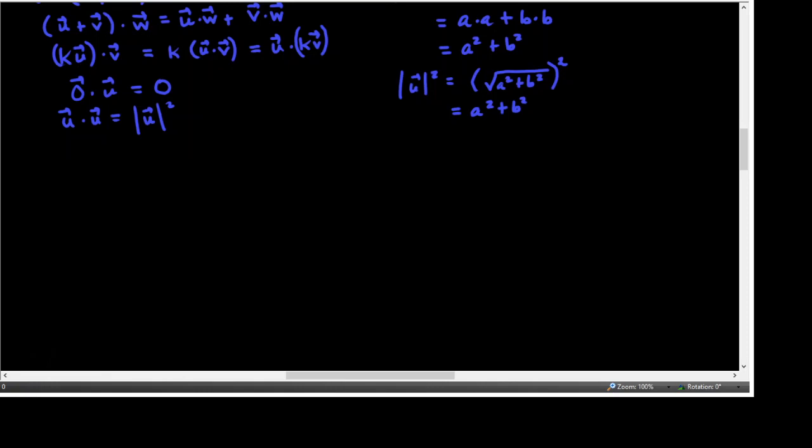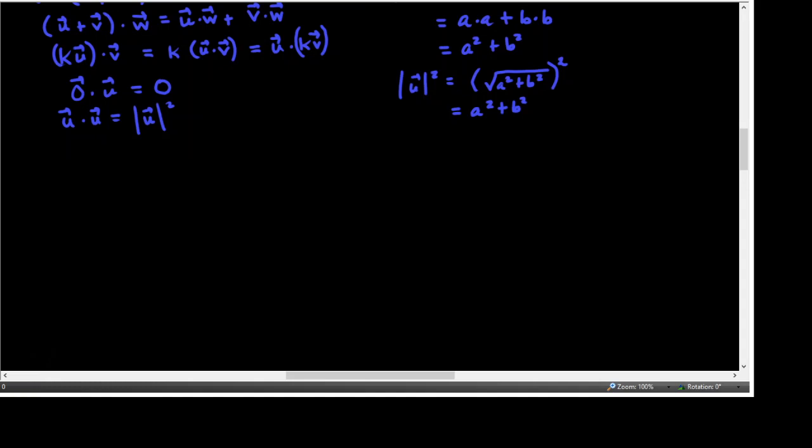So I just wanted to prove that. Now, you may be curious as to what the dot product is used for. What does it mean geometrically? What does it mean graphically? And here's where you're going to find it. The geometric interpretation of the dot product.